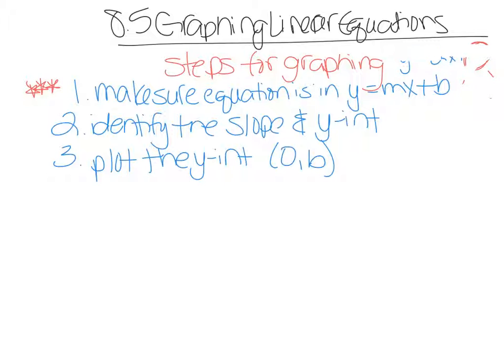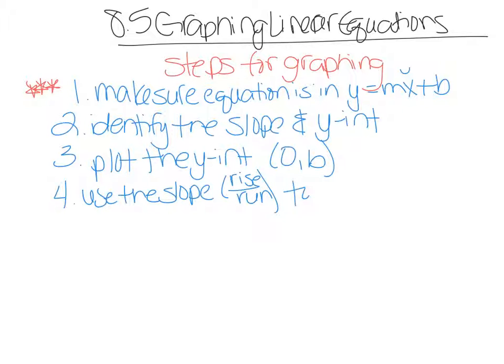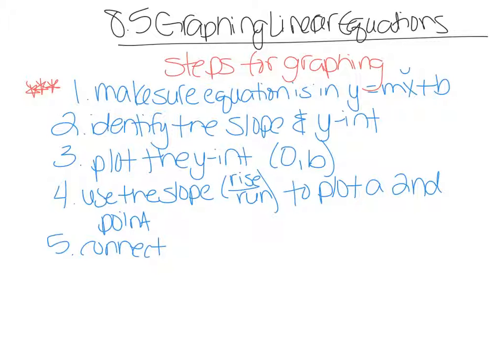So it's in y equals, we identify the slope and the y-intercept, and then once we plot the y-intercept, we need 2 points to make a line. To make my second point, we're going to use the slope, which remember from yesterday is rise over run, to plot a second point. And then the hard part's done, because after that we are just going to connect the points and then make sure to include the arrows.